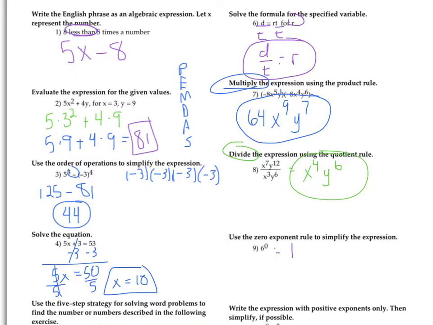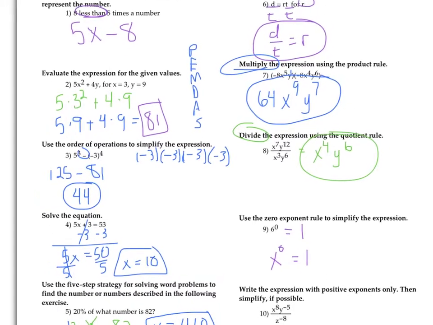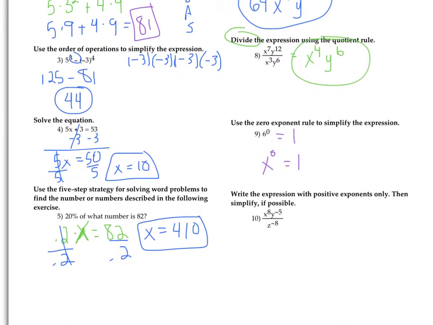Use the 0 exponent rule to simplify the equation. 6 to the 0 power is 1. Anything to the 0 power is 1. Please do not put that it's something other than 1. That's just silly. It really is 1. And if you are ever in doubt, your calculator knows what it is, so if you ask it politely, it'll tell you.